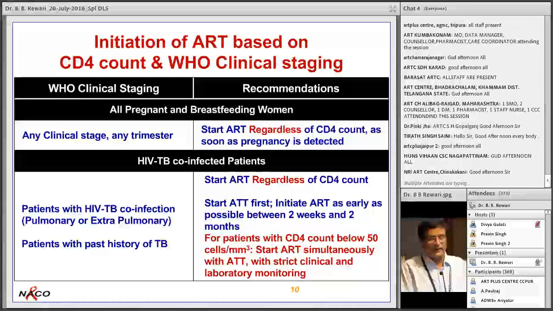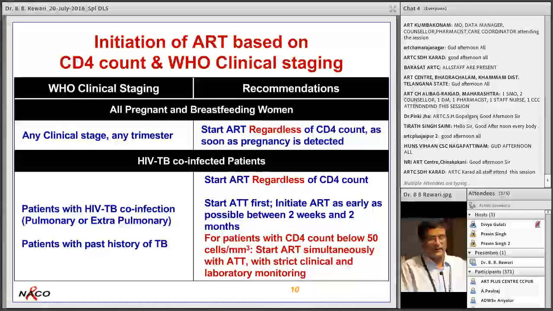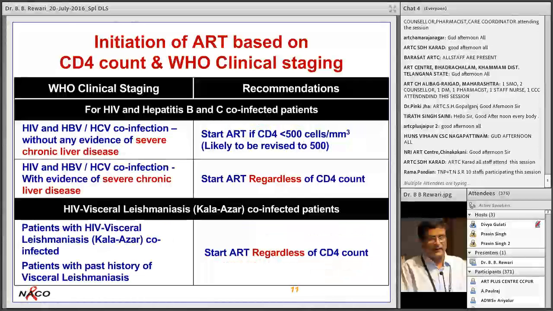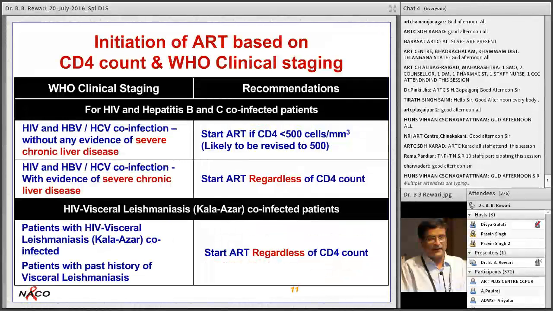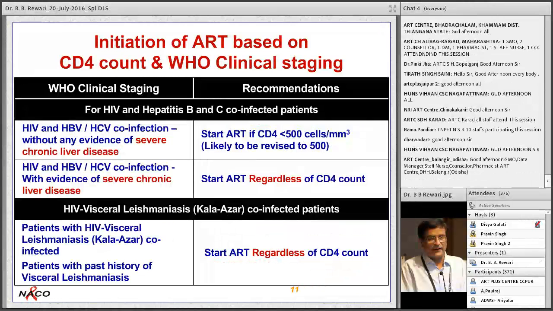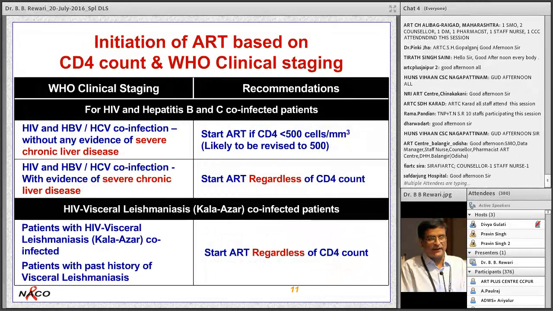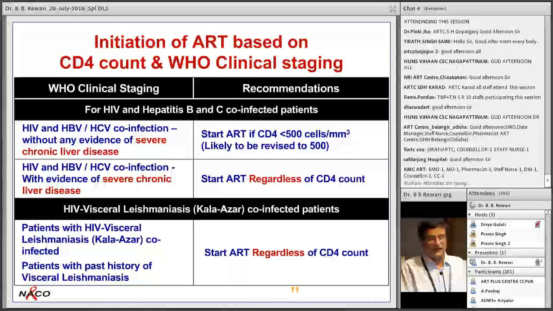Also, I have been asked this question, patient with past history of TB should be started on ART regardless of CD4 count, and how far back, 1 year back, 2 years, 5 years? Our answer is anytime after he was found to be positive, if he had TB, you should start ART regardless of CD4 count. Then those people who have got HBV, HCV co-infection but do not have any evidence of severe chronic liver disease, start ART like any other one if CD4 count is less than 500. HIV, HCV infection with severe chronic liver disease, start ART regardless of CD4 count.